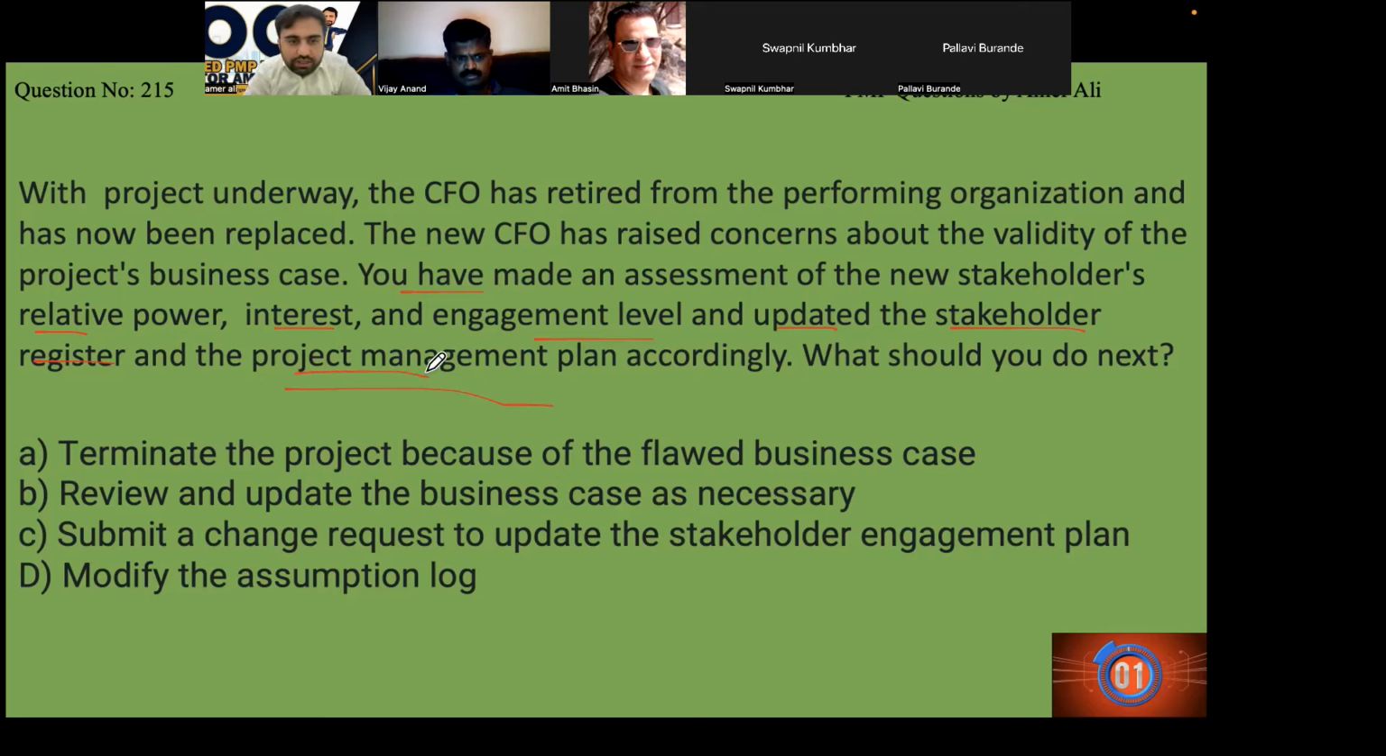We have updated the plan. We cannot update the business case. We don't have the authority to do that. Terminate the project? We cannot terminate that. Not the sponsor, you do. So A and B, we cannot. Submit a change request to update the stakeholder plan? We updated the project management plan. That is part of that. So we are left only with one thing, the assumption log, that making an assumption that this may or may not cause a problem in the relative stage.